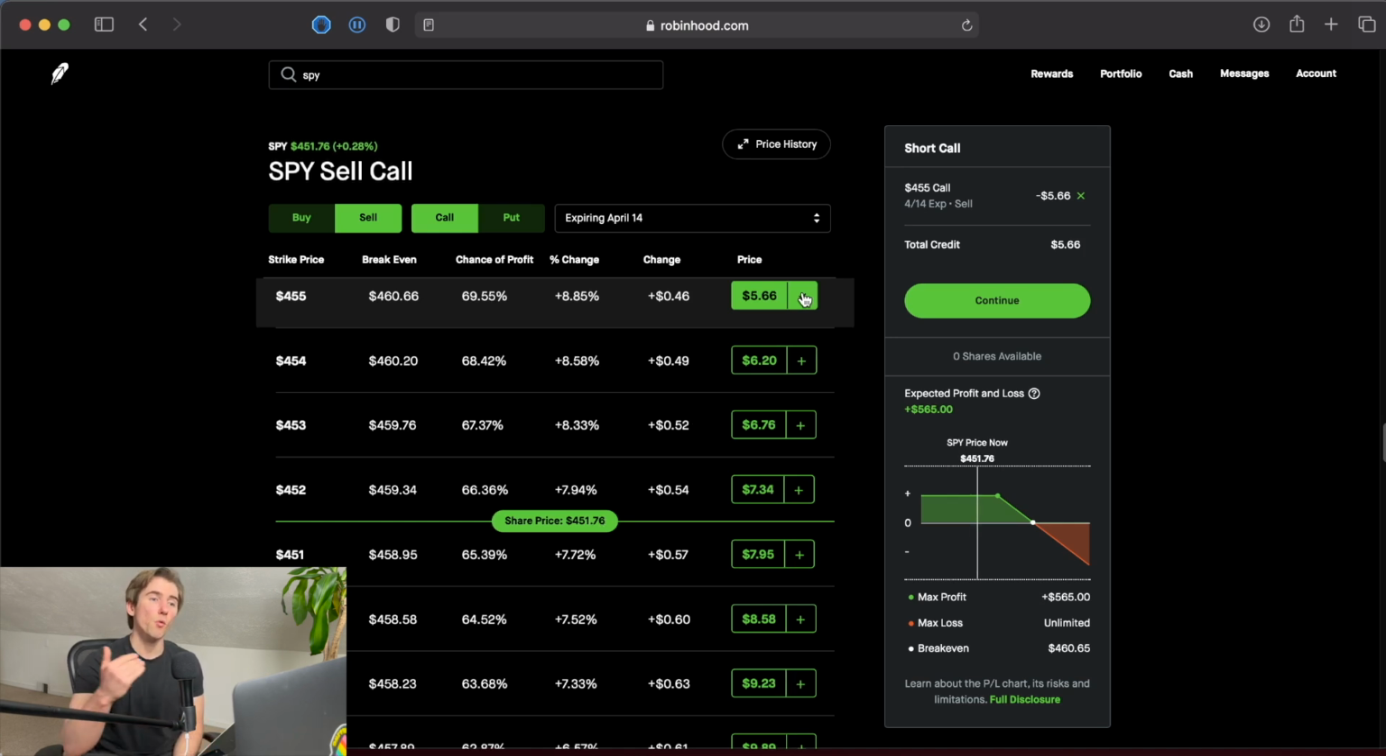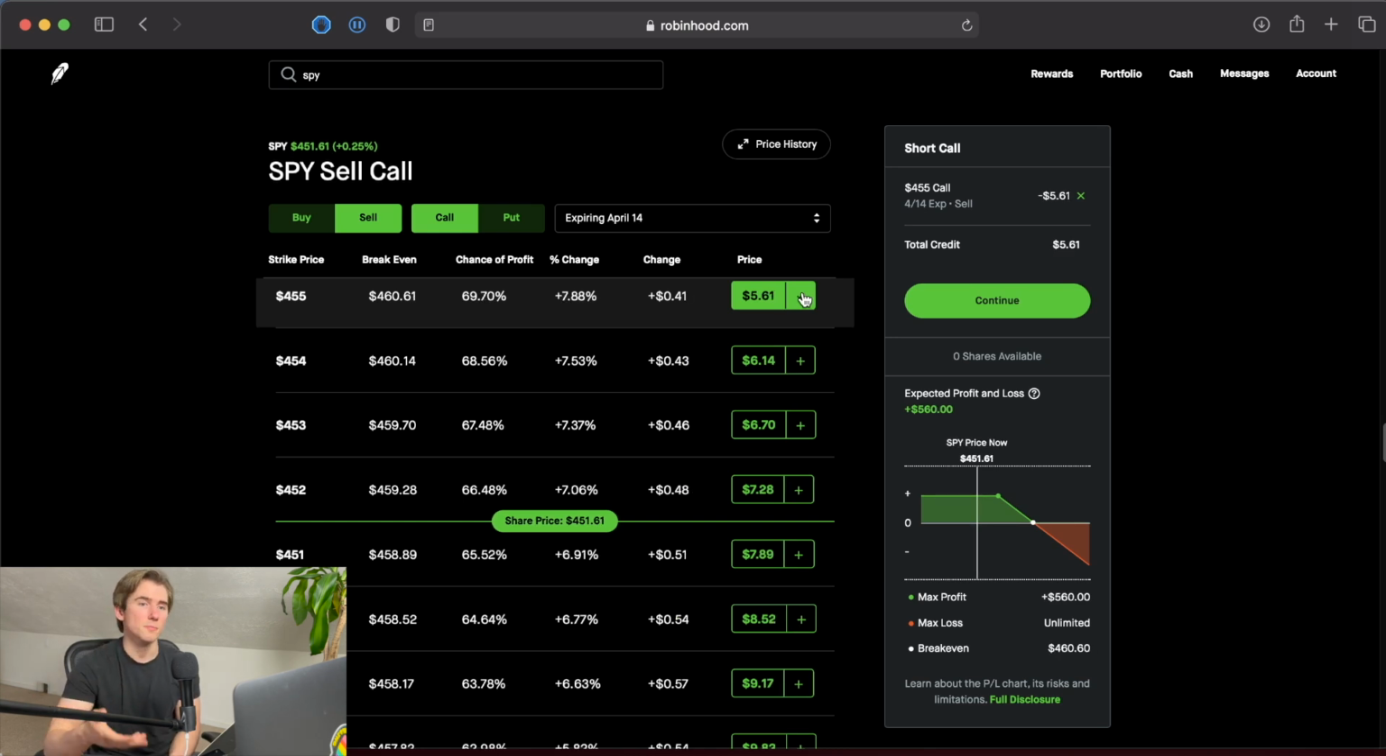So if SPY is above $455, this option is going to be in the money, which means that we have to sell our 100 shares at $455. But if we don't buy this option back to close it before our expiration date, we still get to keep that $560 of credit. So this means technically we'd be selling these shares at $460.60. That's our break-even price. And if SPY is below our $455 strike price, we don't have to sell our 100 shares. And if we don't buy this option back to close it before the expiration date, we get to keep that $560 of credit. So those are the 4 ways that you can trade options whenever you're first starting out.